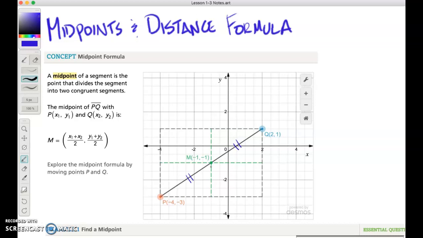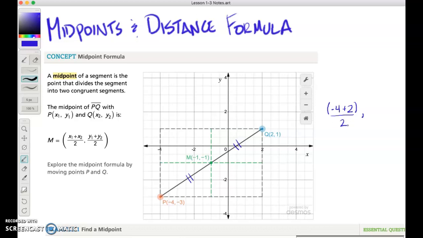Now, one way to figure out where the midpoint is, you use this formula right here, which looks confusing, but all it is that you're averaging the x coordinates and the y coordinates. So for instance, it says here that we're going to take x1 plus x2 and divide by 2. Well, x1 and x2 are just our two x coordinates for the endpoints of our segment. So in this case, we would be taking -4, the x coordinate of P, plus 2, the x coordinate of Q, and then we would be dividing that by 2. And so that's going to be the x coordinate of our midpoint.